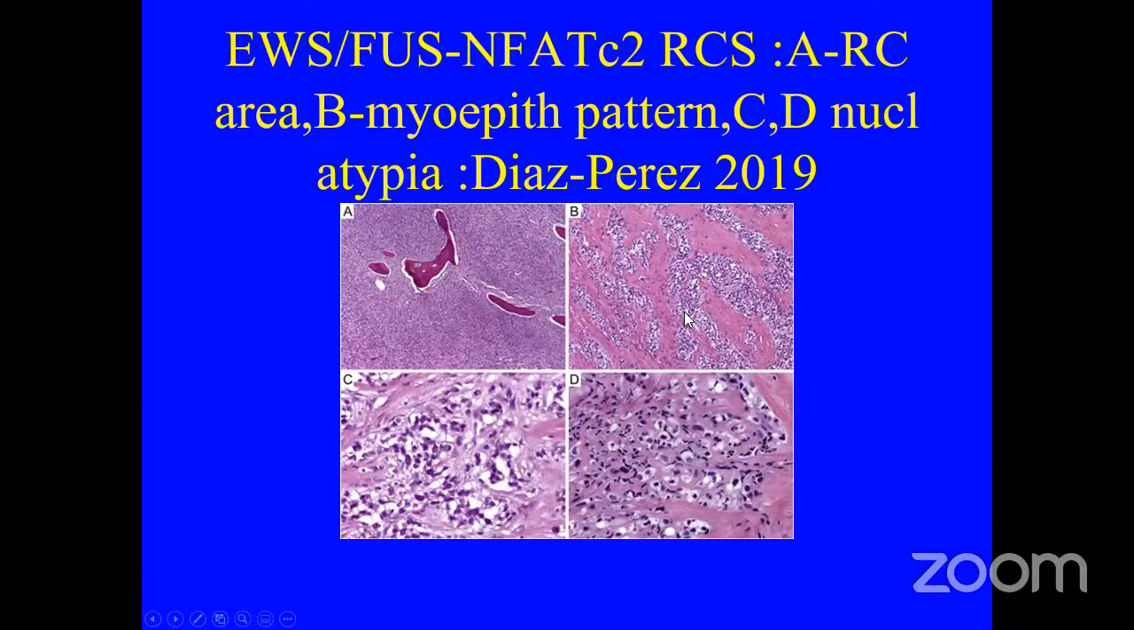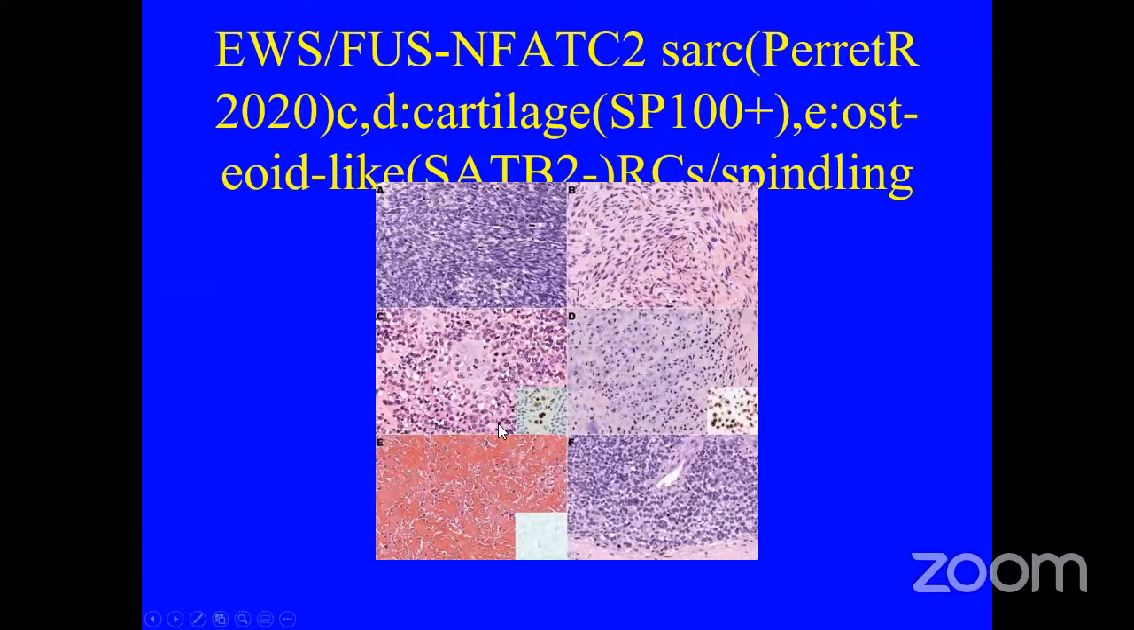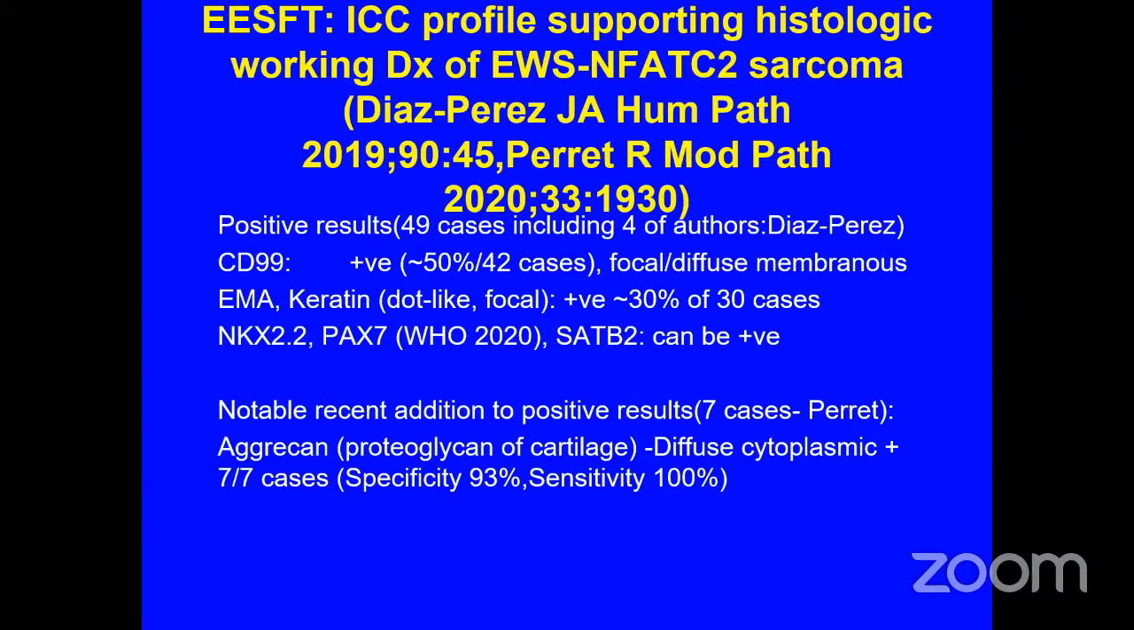So this is the myoepithelioma-like pattern. And in one of the recent publications, it has been shown that this tumor, EWS-NFATC2 fusion sarcoma, can also show cartilaginous foci, as is shown in this particular photomicrograph. So this is the IHC profile of EWS-NFATC2 sarcoma as described in the literature. The positive markers include CD99, EMA, keratin, NKX2.2, PAX7, and SATB2. There is a recent notable addition to these markers, and that is aggrecan. This particular marker has 93% specificity and 100% sensitivity. So this is a good marker to study for these tumors.